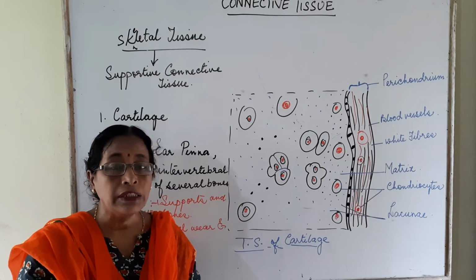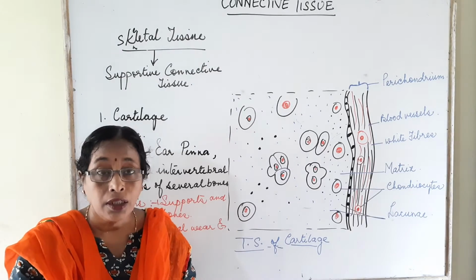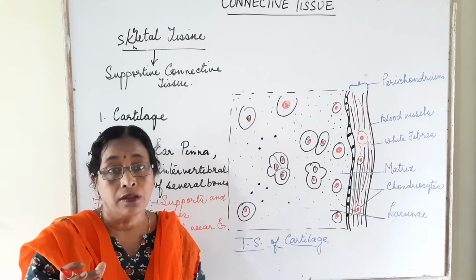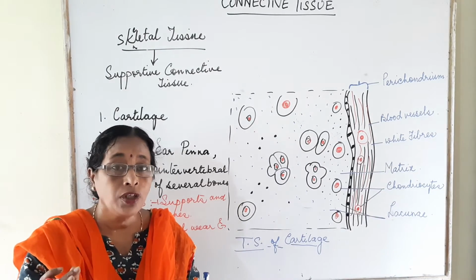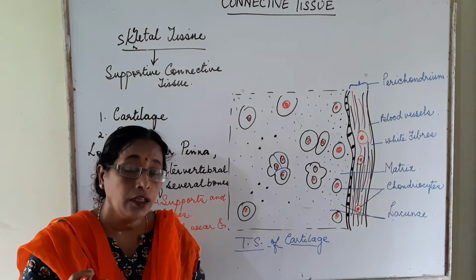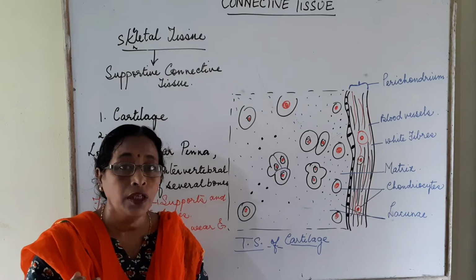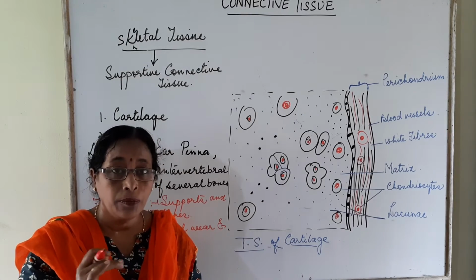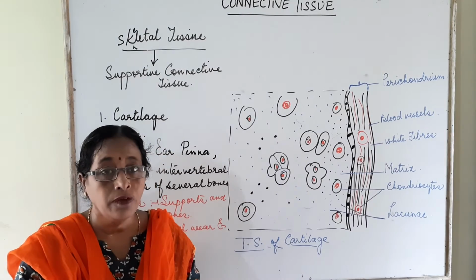Cartilage also works like a cushion in the intervertebral disc. It prevents the damage and wear and tear of the disc and helps in the movement of the backbone, that is the bending and stretching of the backbone.